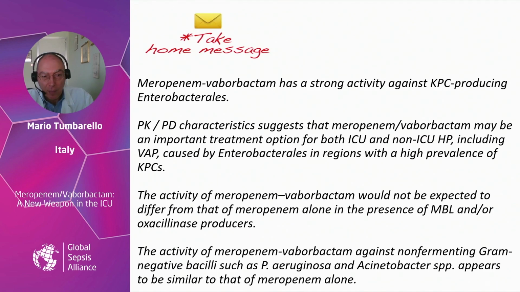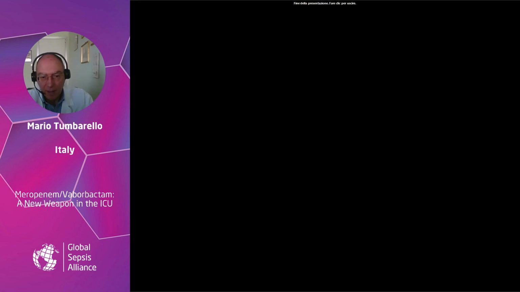At the end, Meropenem-Vaborbactam has a strong activity against KPC-producing Enterobacterales. PK/PD characteristics suggest the possible use in ICU, in hospital-acquired pneumonia and ventilator-associated pneumonia. The activity of Meropenem-Vaborbactam on OXA enzymes and metallo-beta-lactamases is not good, and in addition, on the other non-fermenting gram-negatives, Pseudomonas and Acinetobacter, probably the activity of Meropenem-Vaborbactam is similar to the activity of meropenem alone. Thank you for the attention.